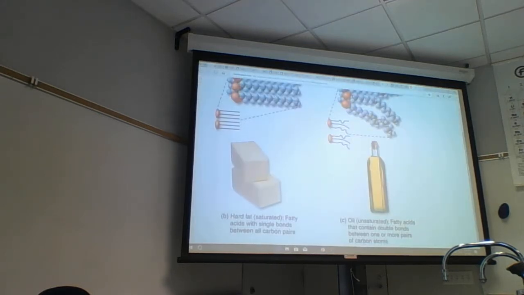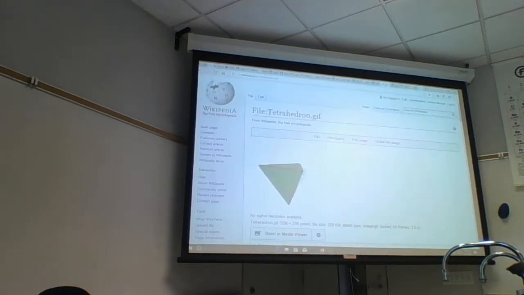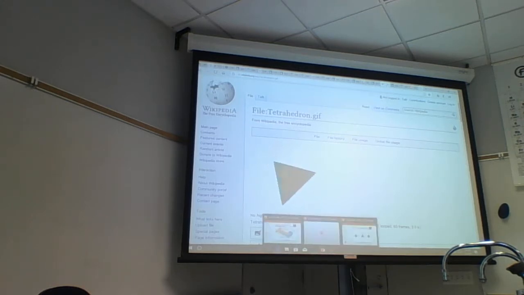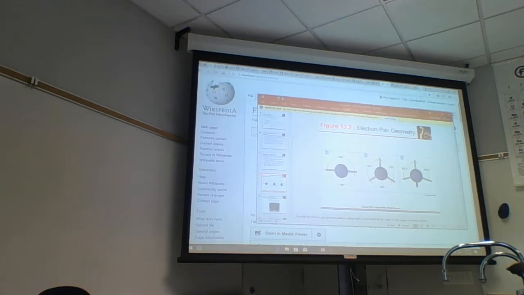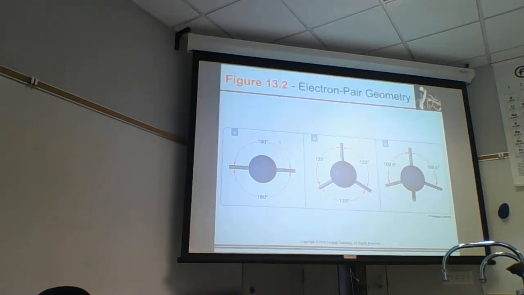I'll show you what a tetrahedron looks like. It's a four-sided polygon. Tetrahedron. So, as I said, it depends on the groups. And so, let's take a look at the types and varieties of groups of electrons.